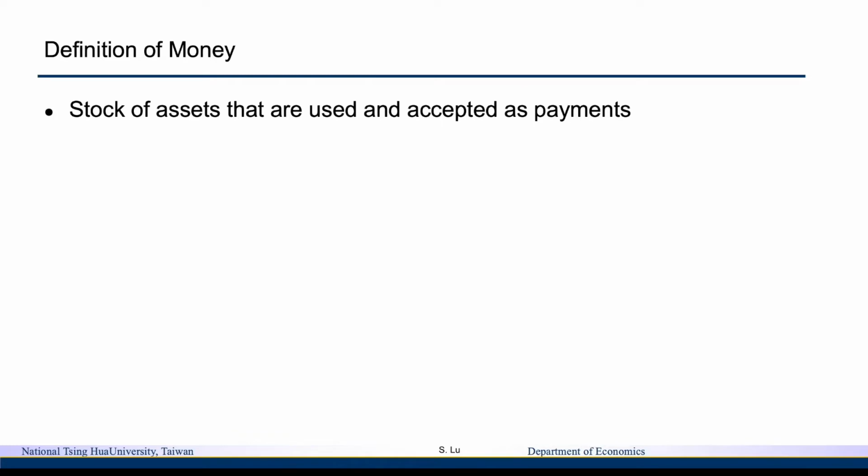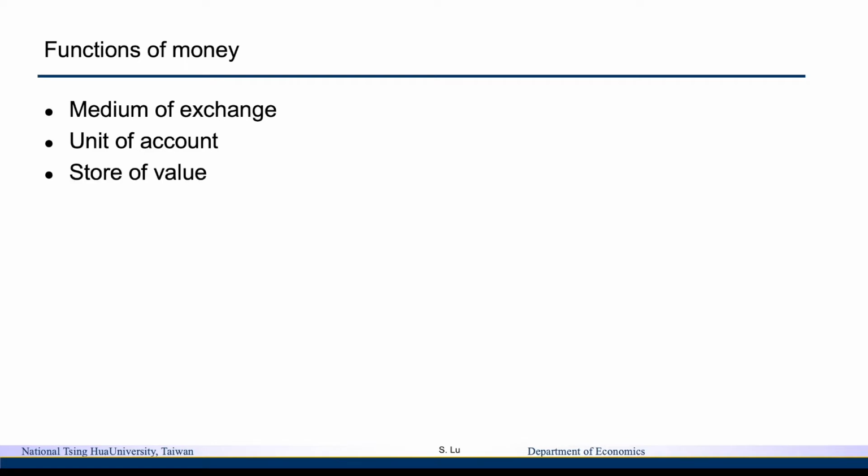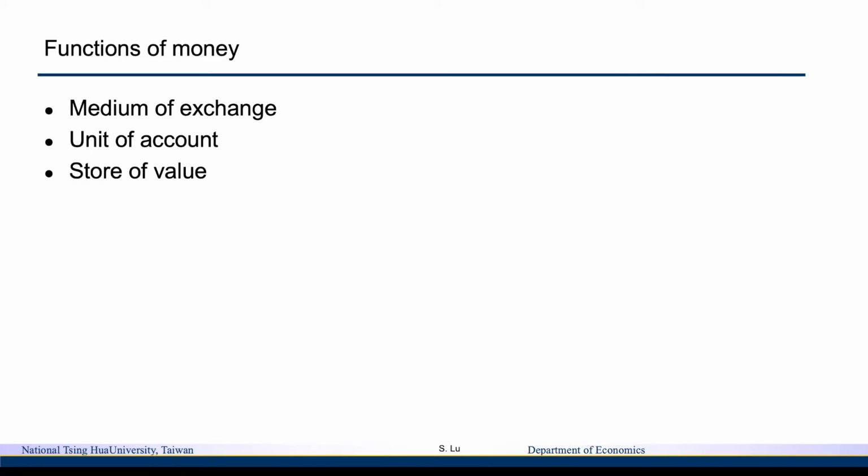After we look at the definition of money, we want to look at the functions of money. To begin with, there are three functions of money. The first function is that money can be used as a medium of exchange. The second function of money is that it can be used as a unit of account. Finally, money can be used as a store of value.